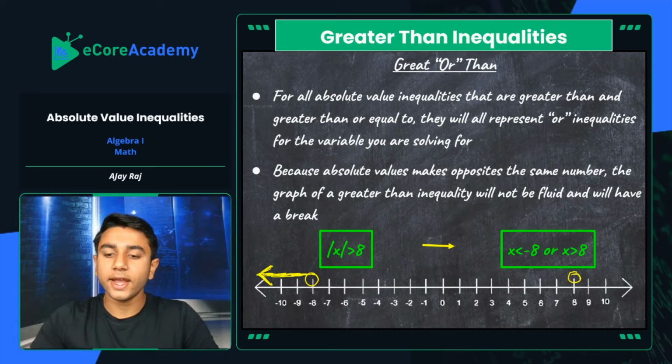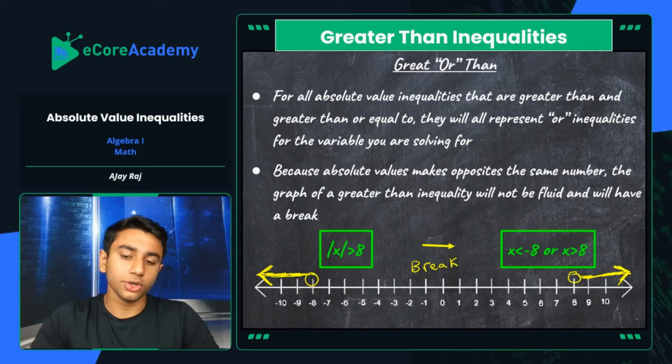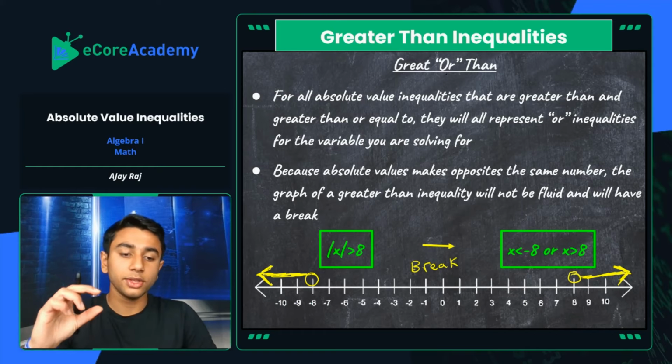And then from here, we have x is greater than 8, so that's going to be going onwards to the right. They're going in opposite directions, and there's this massive break in the graph. This clearly shows your or statement, and it proves that because of the absolute value of x being greater than 8, it's all values that are greater in integer value without the negative.